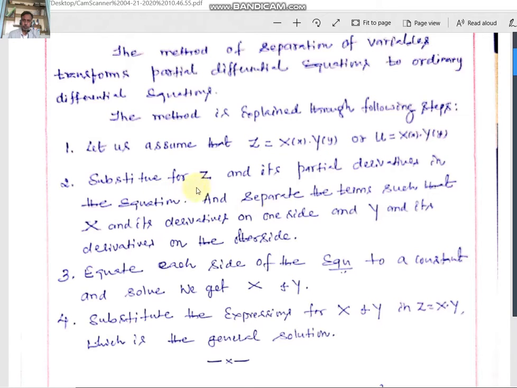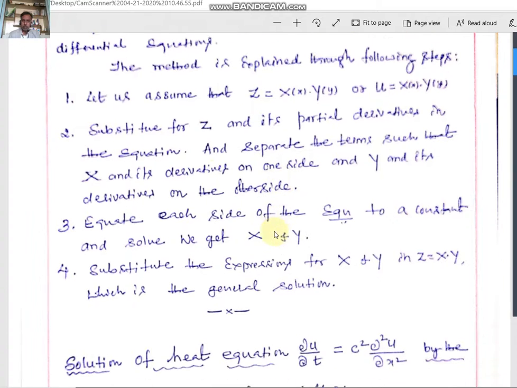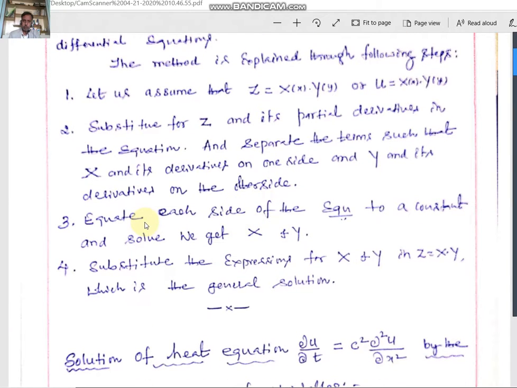Then substitute for z and its partial derivatives in the given equation and separate the terms such that x and its derivative are on one side and capital Y and its derivative are on the other side. Then equate each side of the equation to a constant and solve. We get solutions called capital X and capital Y. Then substitute these expressions for X and Y in z, that is z is equal to X into Y. This makes the general solution for solving a PDE by the method of separation of variables.